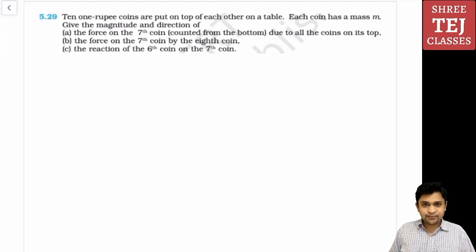Let us continue. Question 5.29. 10 1 rupee coins are put on top of each other on a table. Each coin has mass m. We have to give magnitude and direction of the following forces.